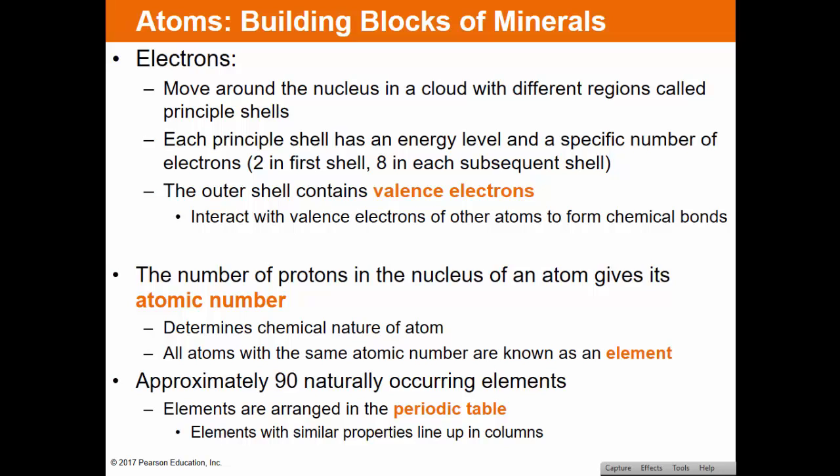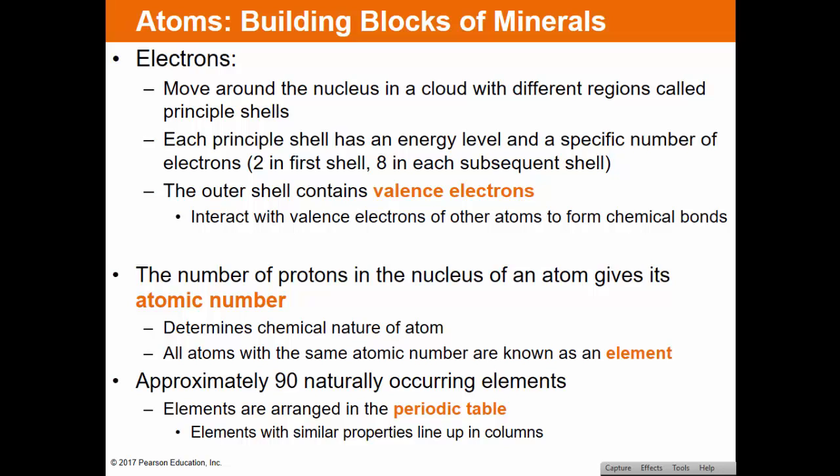Each principal shell has an energy level and a specific number of electrons. The first shell has 2, each subsequent shell can have 8. The outer shell contains what are known as valence electrons, and those interact with the valence electrons of other atoms to make chemical bonds. And we're going to talk about the different types of chemical bonds.